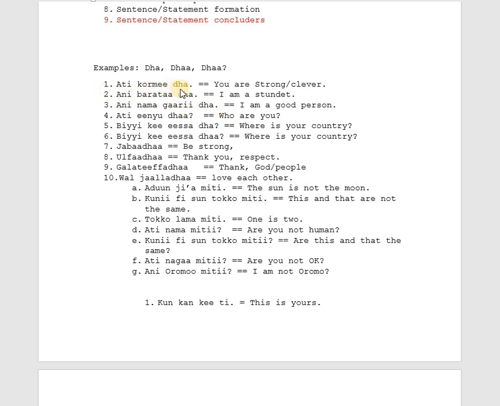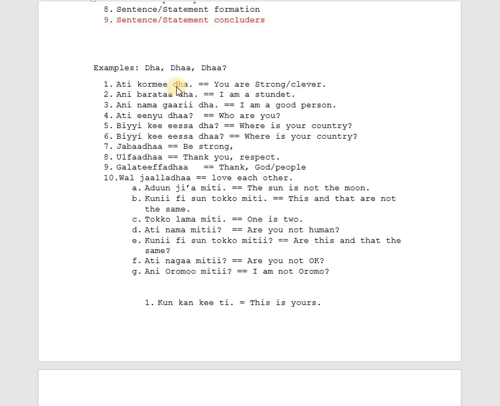Ati kormeedha. So this is short. Ati kormeedha. So this is a compound letter, DH, as in "dha". I'm sure you struggle with saying this sound. It is specific to Oromo. This sound is not in any other language as far as I know. So try to pronounce it. It's not "da". Your tongue comes out a little bit and sticks to your upper jaw to produce it.